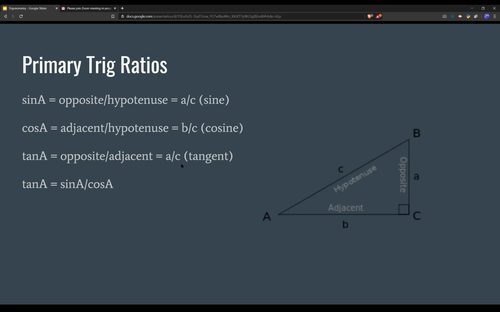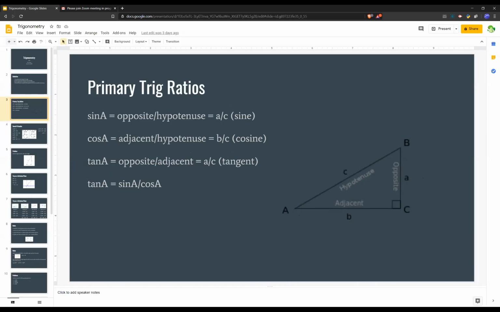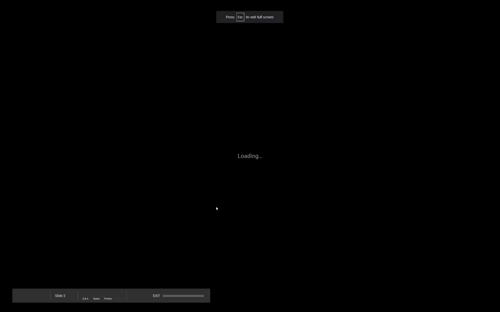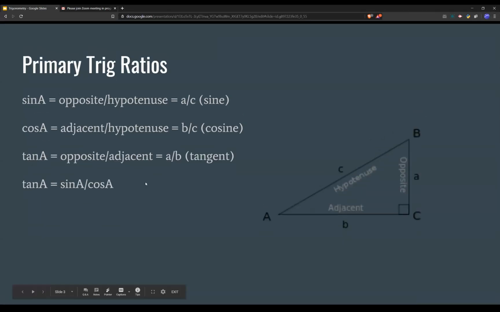And finally, we have tangent. So tangent of A, now we don't use the hypotenuse. We just look at the opposite side. So the opposite side of angle A is just this side, divided by the adjacent side. So the adjacent side is B. So I made a typo. A divided by B. There you go. Okay, so tangent of A is just the opposite side divided by the adjacent side, which is equal to A over B.